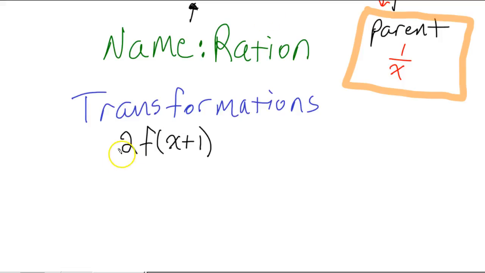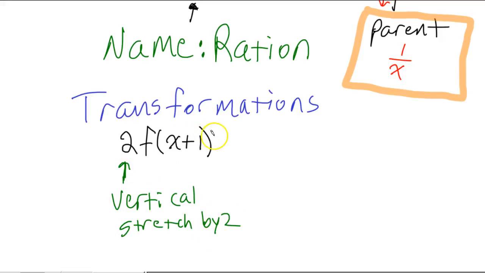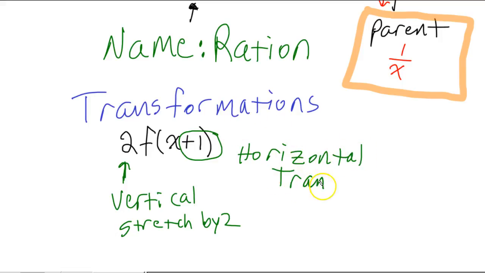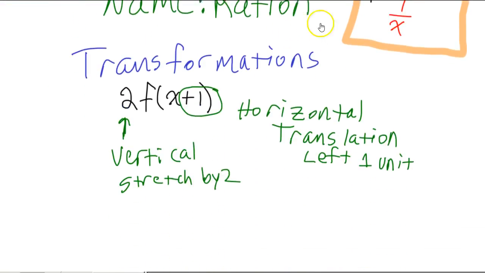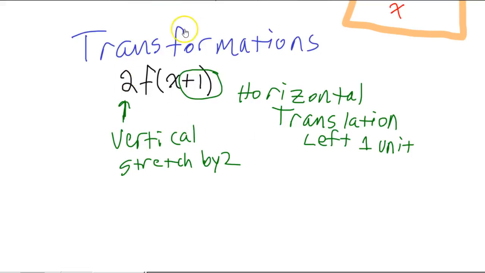So now I know from our studying that this right here is a vertical stretch by 2, and that this +1 right here is a horizontal translation. And which way does it move? Positive means that it moves left, and in this case it moves left 1 unit. So now the only thing left to do is to actually draw an example of what this would look like. I'm going to take the parent, move it to the left 1, and then stretch it out by 2.